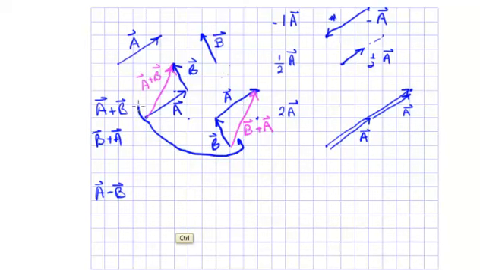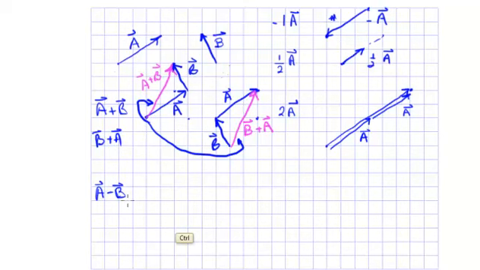This vector goes over 1, 2, and up 1, 2, 3, 4. This vector goes over 1, 2, and goes up 1, 2, 3, 4. Which is to say, I'm showing you graphically that vector addition is commutative.